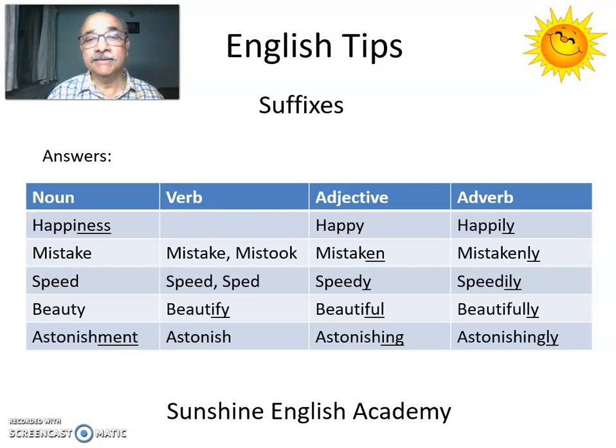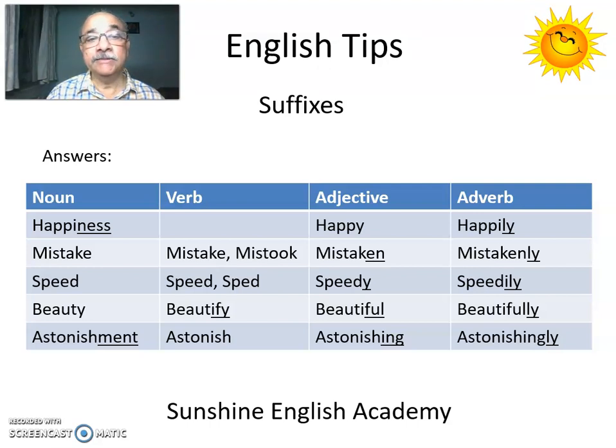Here are the answers. Our first word was happy, which is an adjective. And when we add ness as the suffix, it becomes a noun, happiness. And if we add ly, then it becomes an adverb, happily. The suffixes here are underlined. Note that we cannot form a verb which is derived from the word happy.